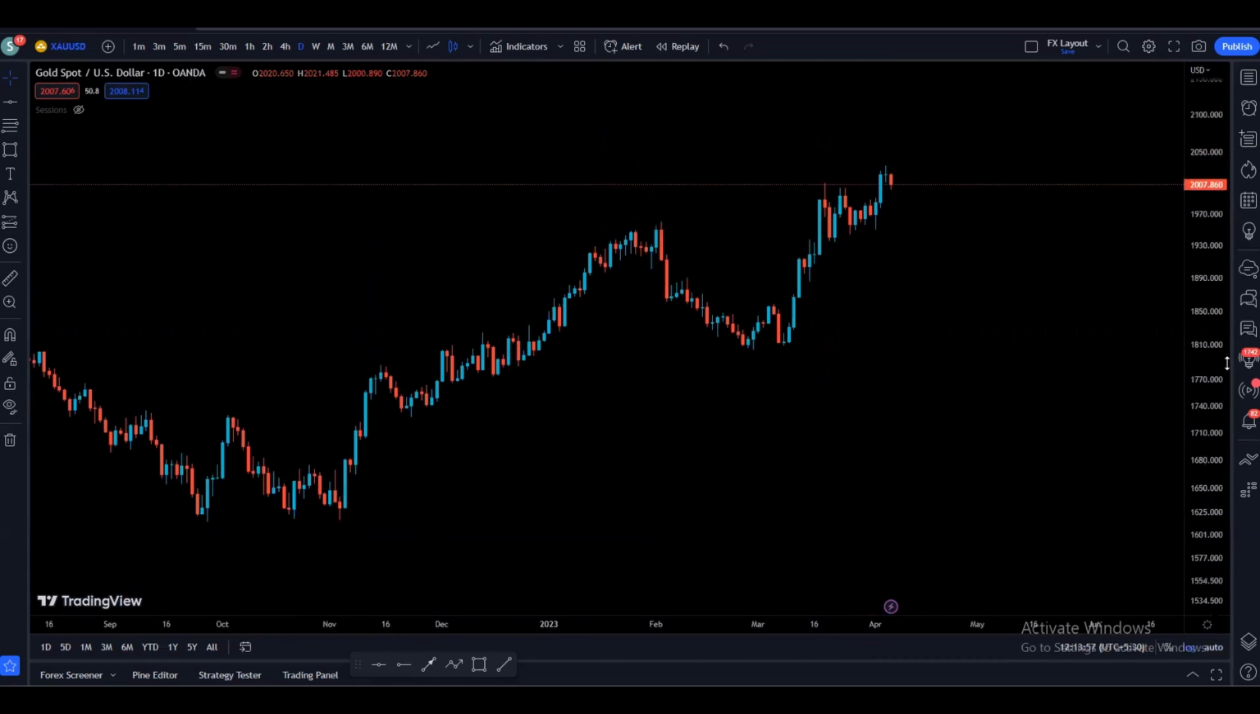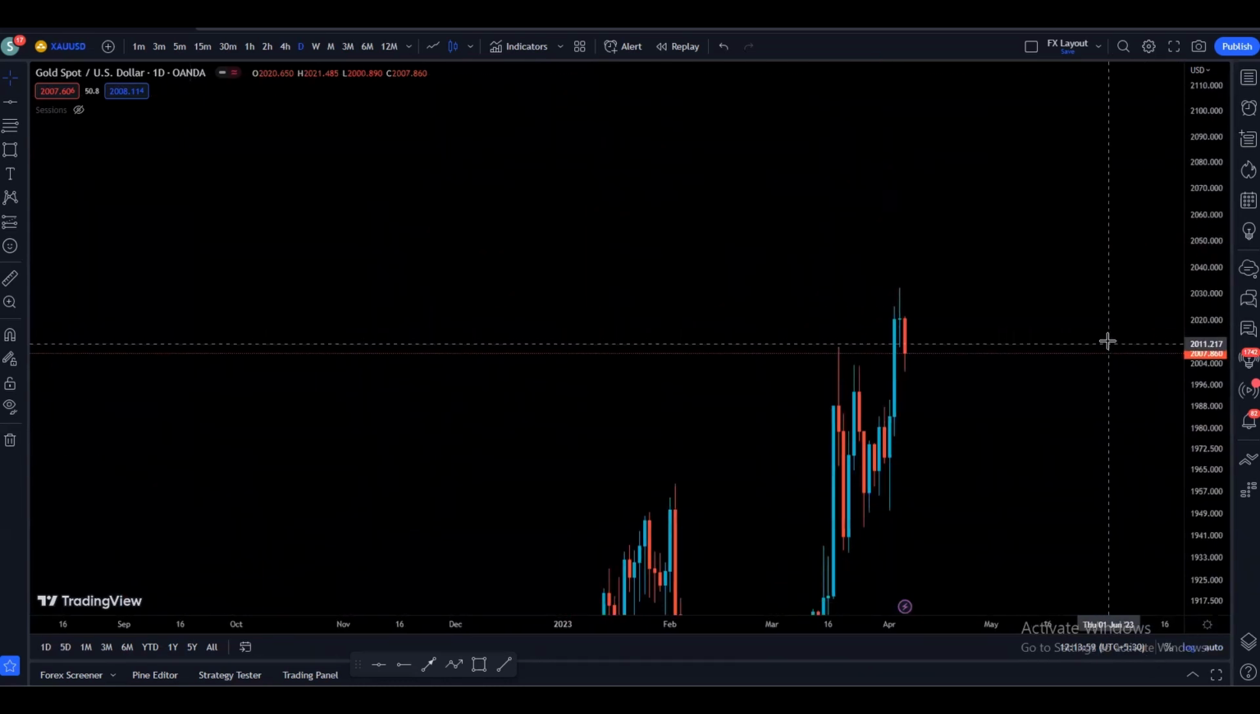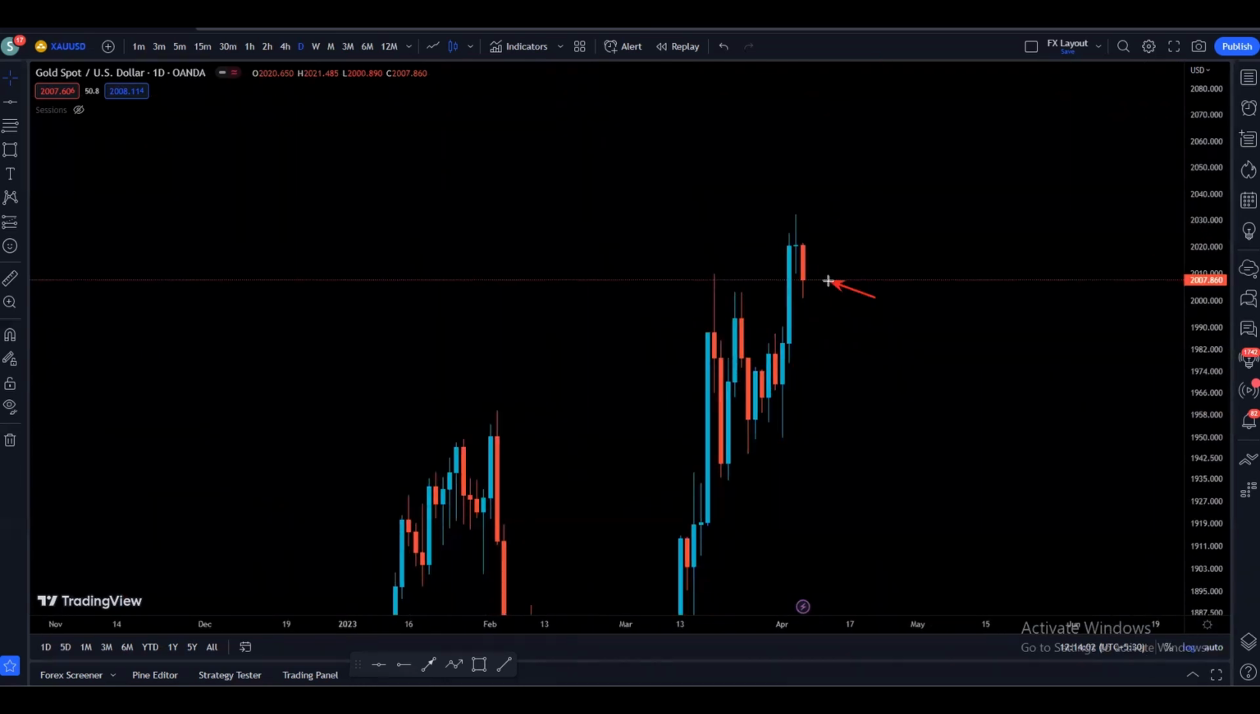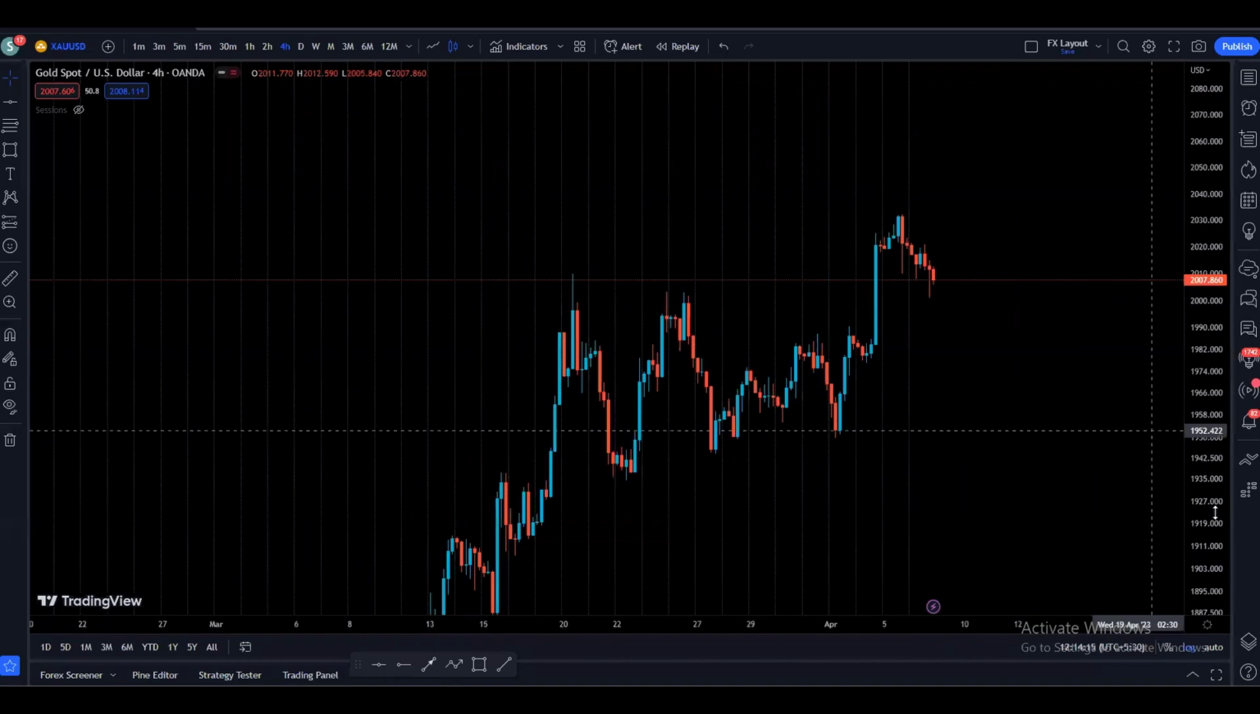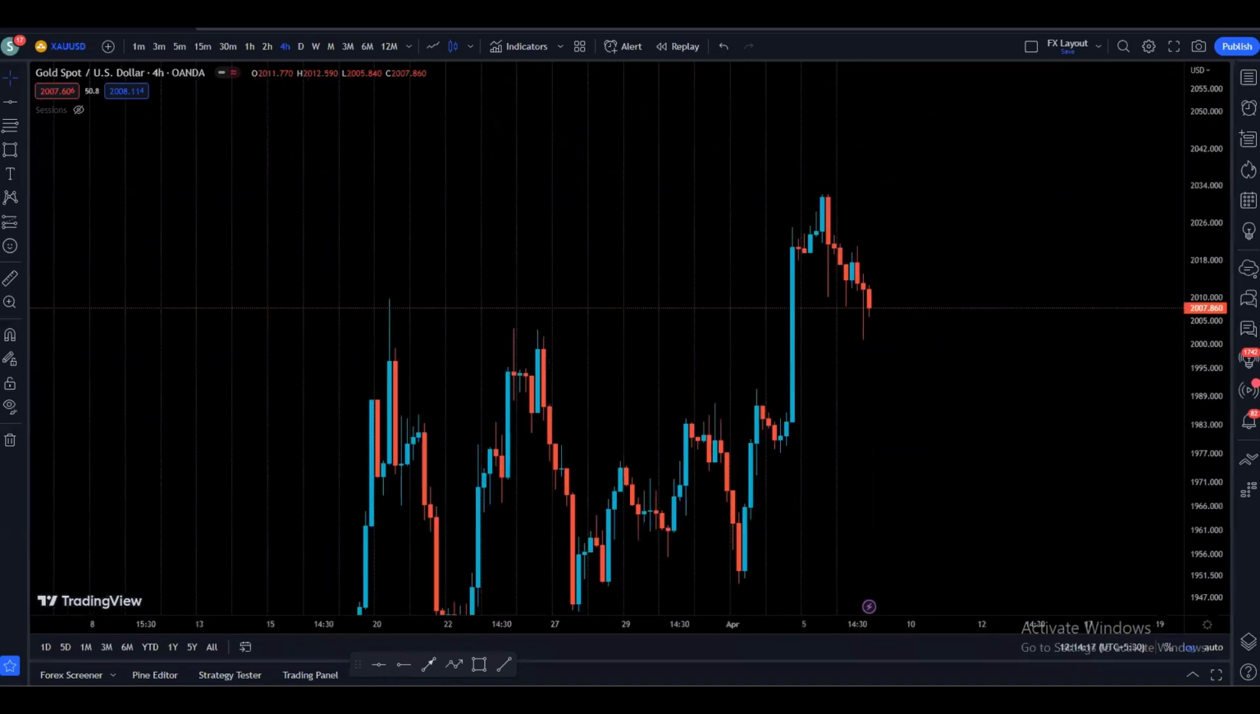We are on the daily chart, and on the daily chart, we can see that we have the last candle close bearish, and at the same time, we have a support right here. So we have the room for the daily candles to come down. And on the 4-hour charts, we can see that the 4-hour candles are coming down. As you can see, these candles are coming down, and we have a support right here.